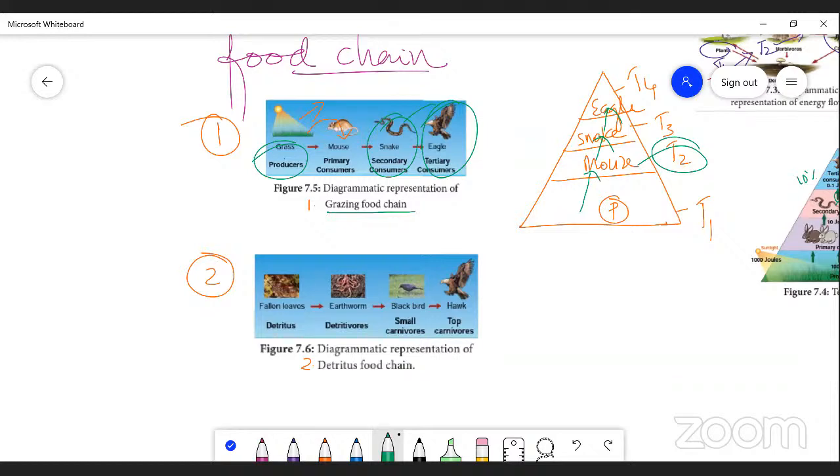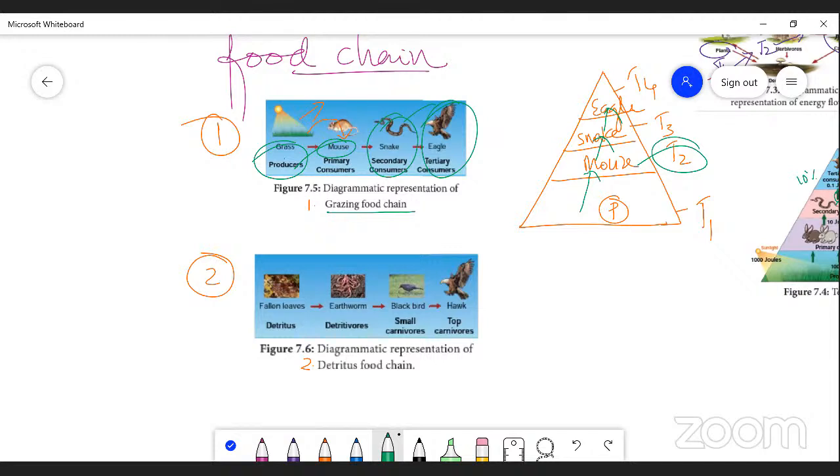Sometimes the question is asked in an examination: what is a grazing food chain? Or explain the grazing food chain, or illustrate the grazing food chain. Just start with the producer in the form of grass, the primary consumer in the form of mouse, the secondary consumer in the form of snake, and the tertiary consumer in the form of eagle. All these organisms are represented by T1, T2, T3, and T4. So this is called a grazing food chain.